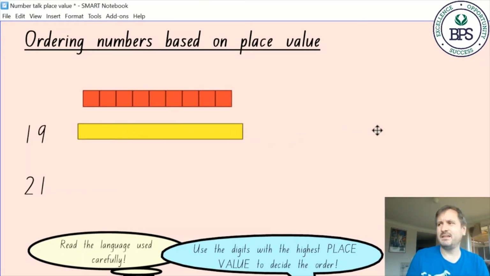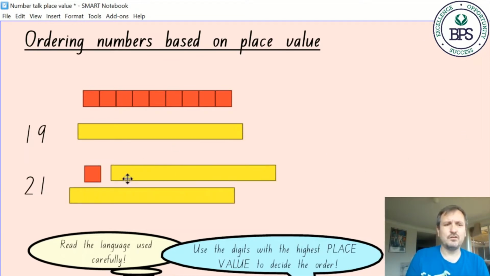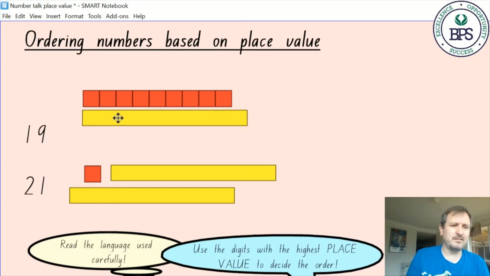So the number 19 is right there. You can see there is 1 ten and 9 ones, whereas the number 21 has 2 tens and 1 unit. So you can see clearly that 21 is the bigger number. But even though there's 9 ones in this number as well, the 1 ten is longer and bigger and worth more than those 9 ones because it is a more significant digit.